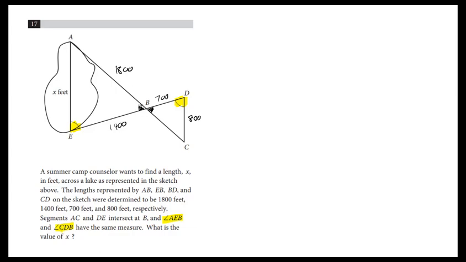So because you've got two angles that are the same, it must mean that the last angle is the same for those two triangles, and it must mean that they're similar triangles. If the interior angles are the same, then these triangles need to be similar triangles. And what we know about similar triangles is that the ratios of the corresponding sides are equal.